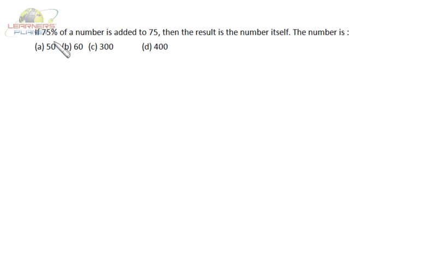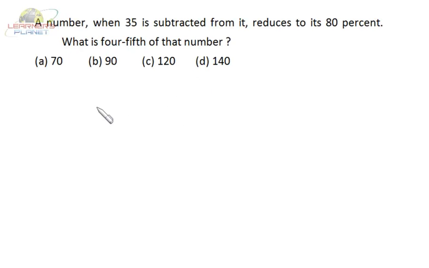Since we are adding 75% of a number plus 25% of a number, then we are getting the number itself. That means 75 is actually 25% of that particular number. Now just see from the options in which case we are getting 25% as 75, which is 300. So no paperwork required at all.